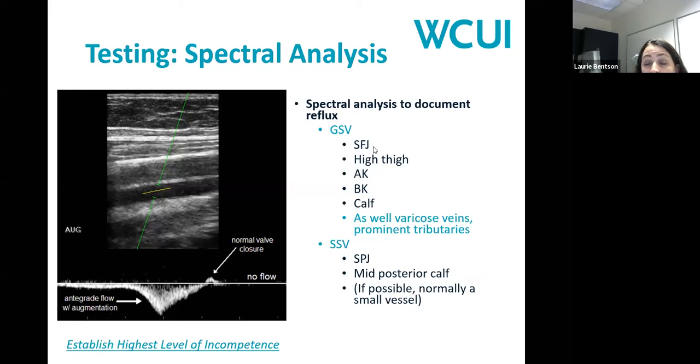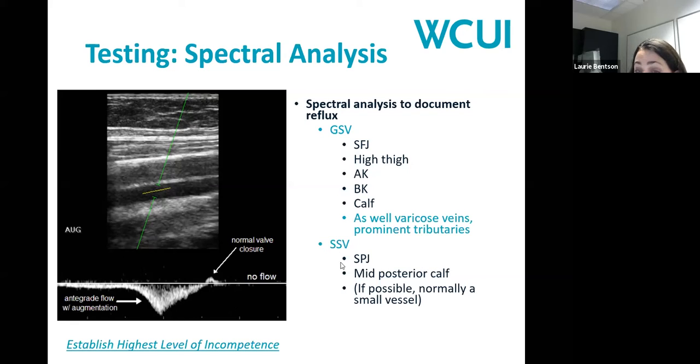When we are evaluating the saphenous system for reflux, we're looking in the same areas as we are measuring the AP diameter. So again, we can just do it at the same time. If I'm in the high thigh, I'm doing both. I'm measuring AP diameter, and then I'm moving into my sag, and I'm going to take my waveform and evaluate for reflux. And just as with our AP and transverse diameter measurements, I'm also evaluating the varicose veins and the prominent tributaries with the spectral analysis.